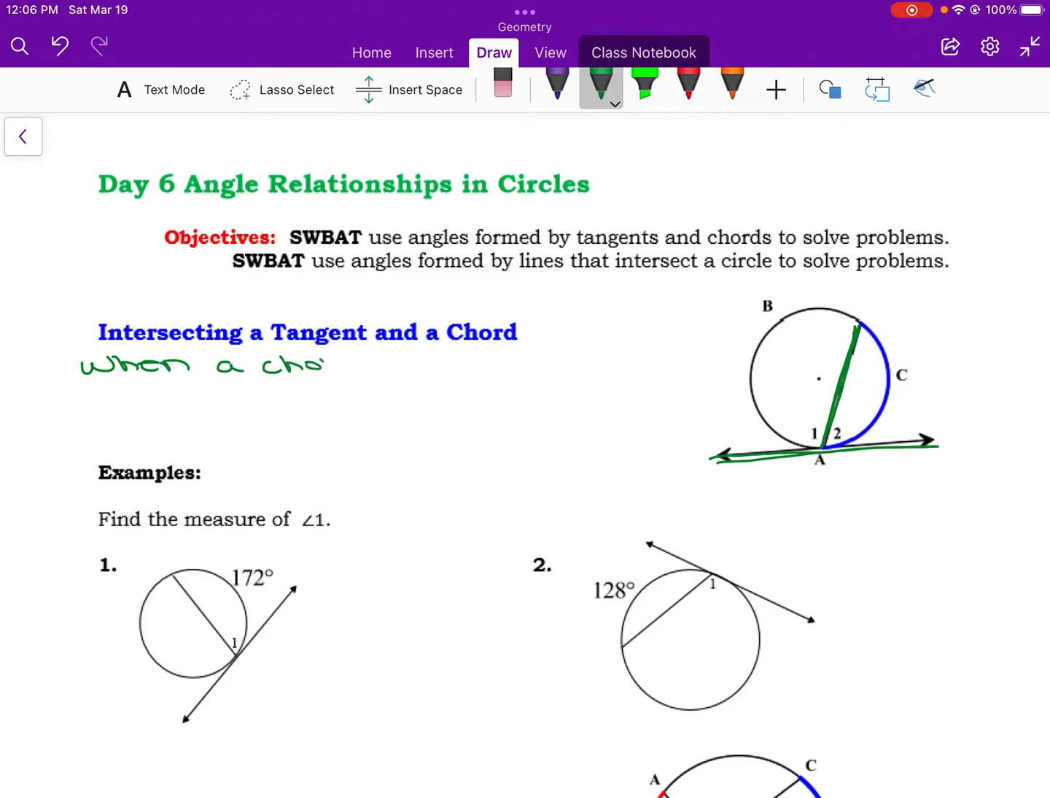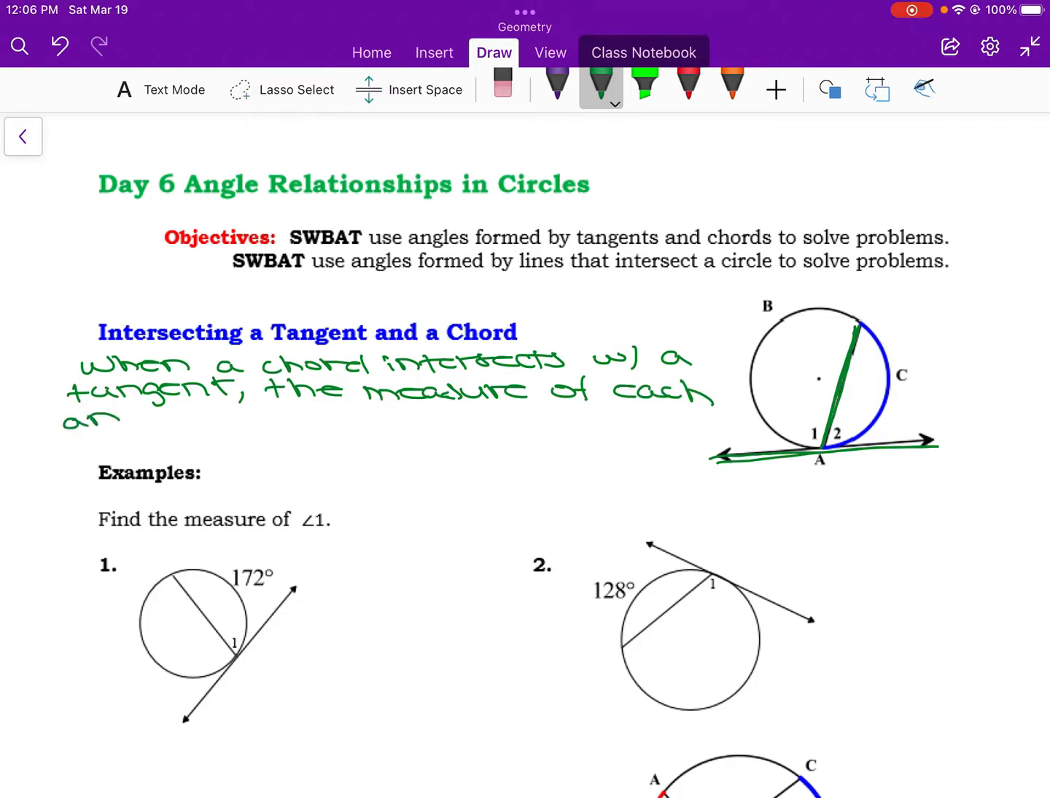So we say that when a chord intersects with a tangent, and that's obviously on one circle, then we say the measure of each angle formed is half of its intercepted arc.